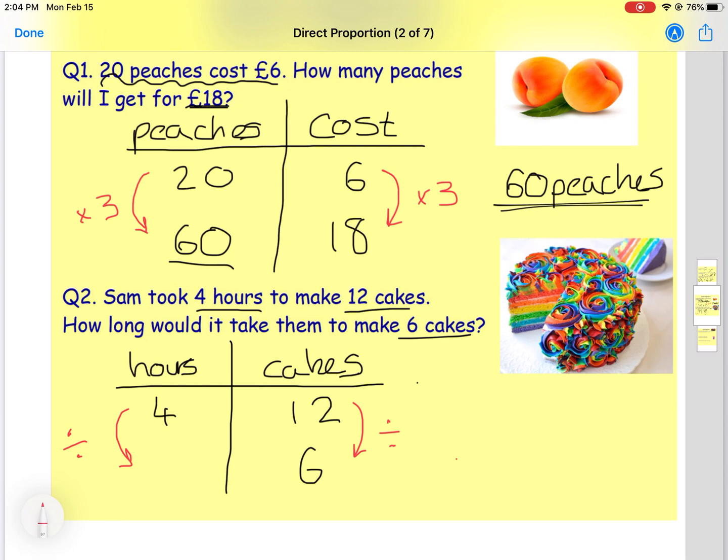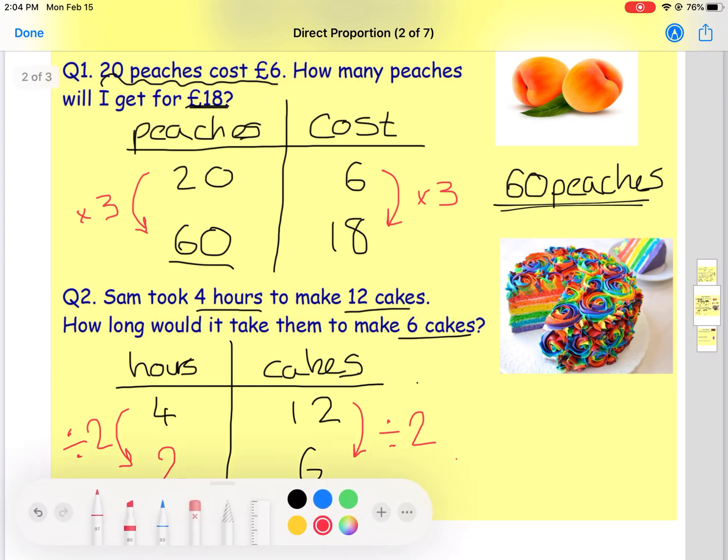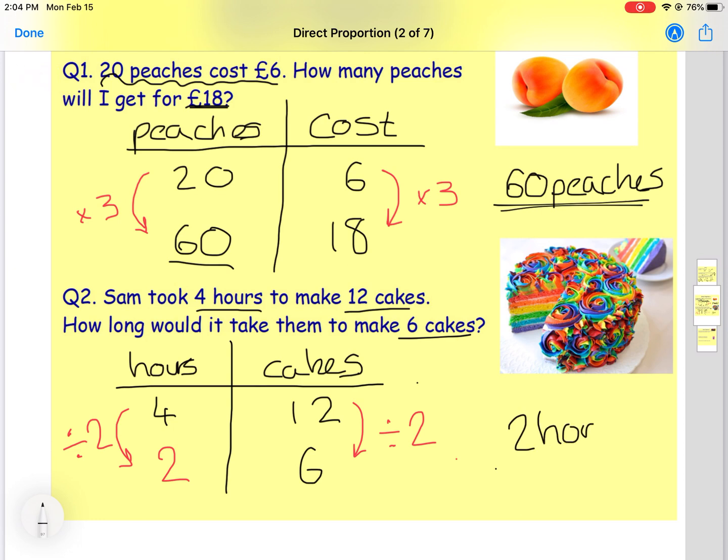Now, 12 down to 6, well 6 is smaller than 12, so we can't possibly multiply here. Yes, you could use decimals, but you want to try and keep it whole numbers. So in this case, we've divided by 2. We have to do that to the other side as well. 4 divided by 2 gives me an answer of 2, and therefore I can say it will take 2 hours to make 6 cakes.